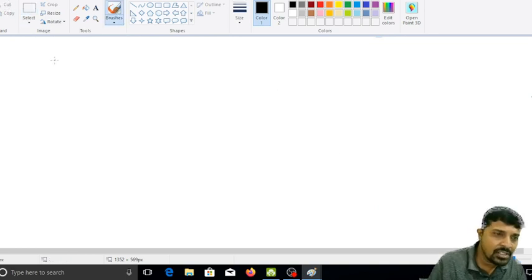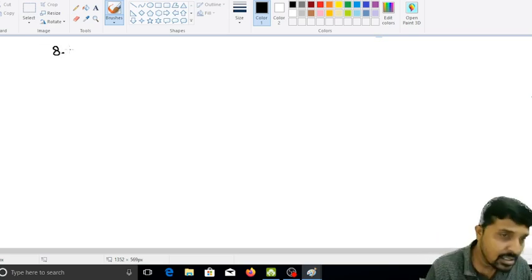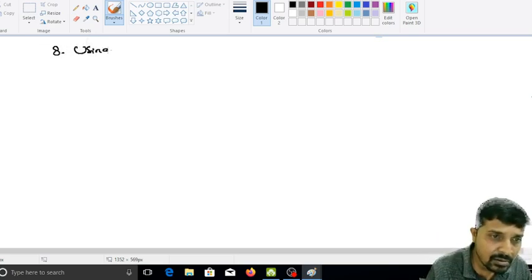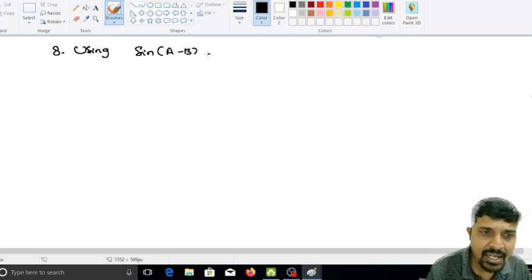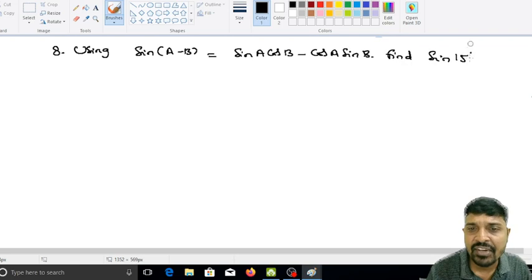Now we'll go for sum number 8. So what's our sum number 8? Using sin(a minus b) equals sin a cos b minus cos a sin b, find the value of sin 15 degrees.